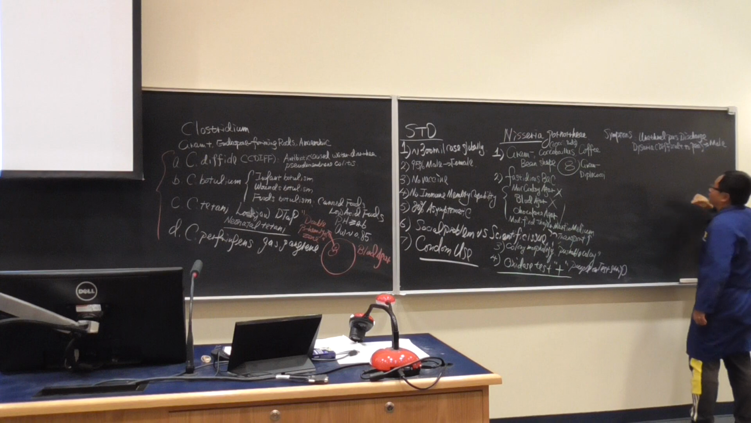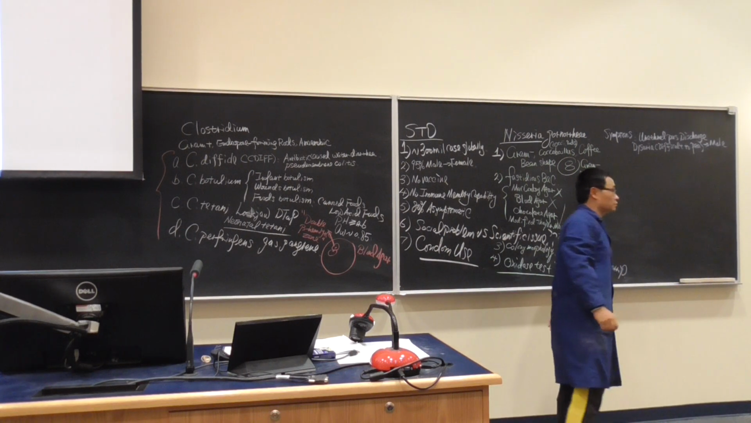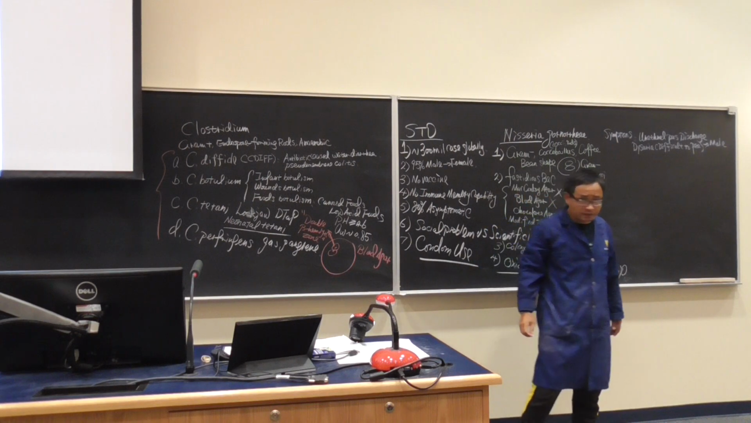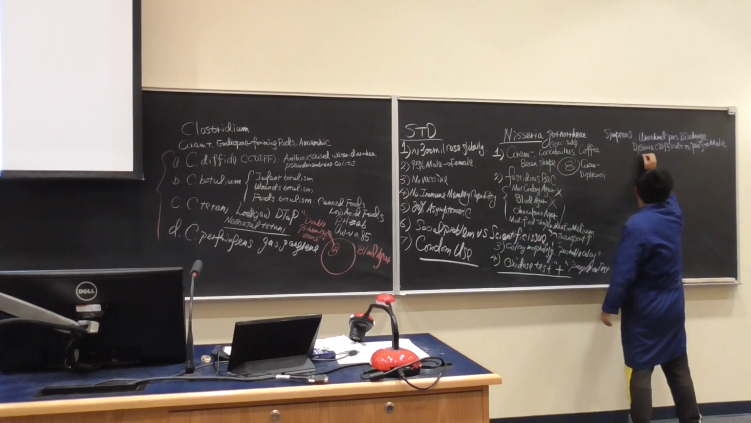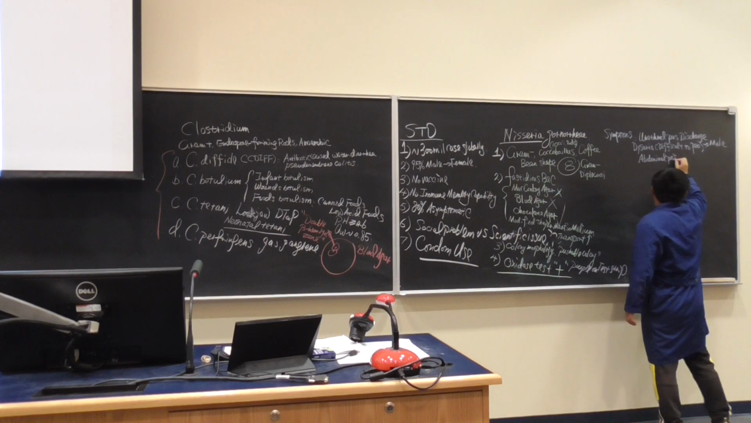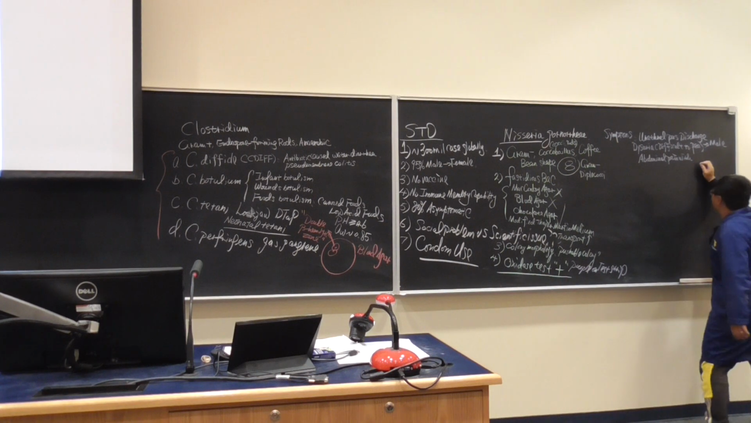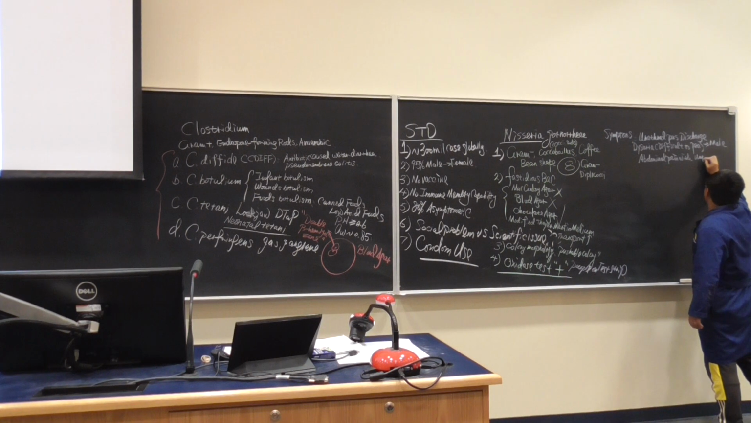Okay, for female, what's going to happen? Same thing. You have a urethral pus discharge from the vaginal tract, but you have abdominal pain with unusual bleeding, which means bleeding at non-period time. This has happened in the female.